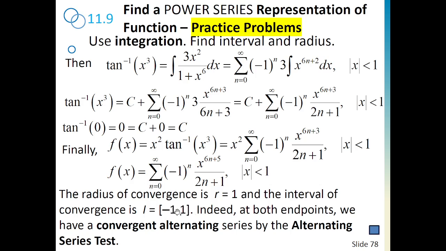both endpoints are valid. The function itself is valid in those values, and the series is convergent. So we can say that this equality holds for all values of x between -1 and 1, inclusive of -1 and inclusive of 1.